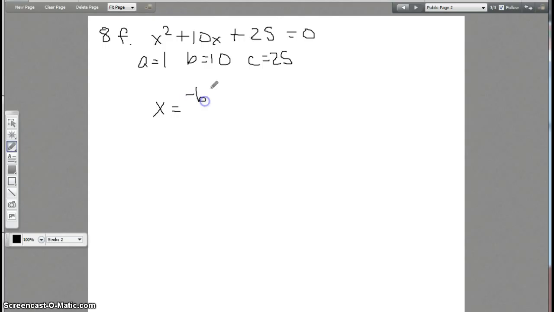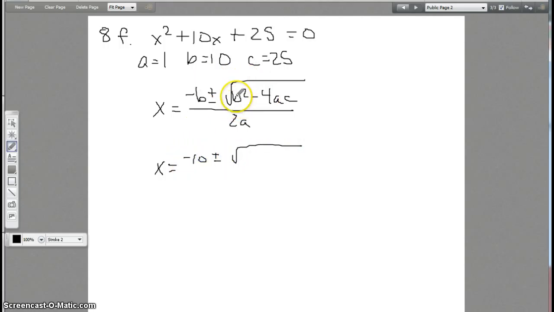X equals negative b plus or minus the square root of b squared minus 4ac all over 2a. So we plug in our values. X equals negative b. Our b is 10, so negative b is negative 10. Plus or minus the square root of b squared. Well, 10 squared is 100. Minus 4 times a times c. 4 times 1 is 4, times 25 is 100. So we have 100 minus 100, all over 2a. Our a is 1, so 2a is 2.